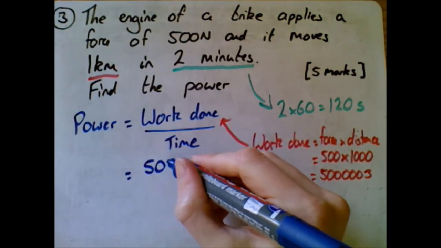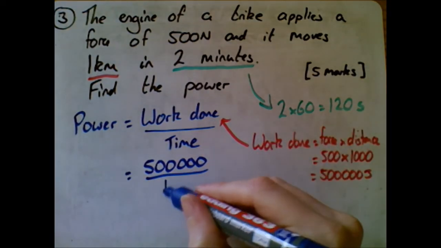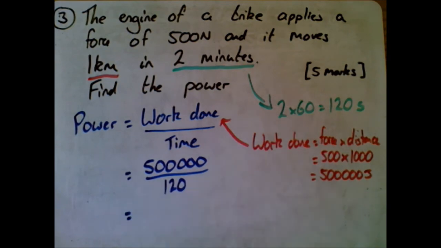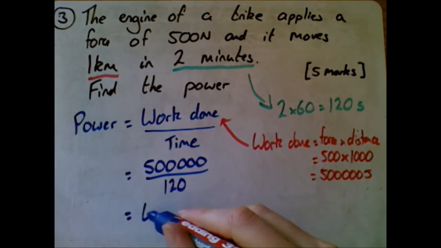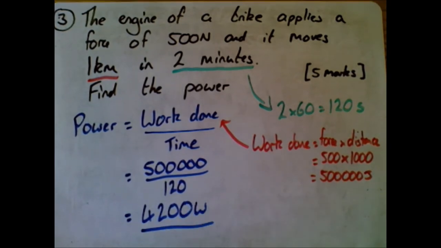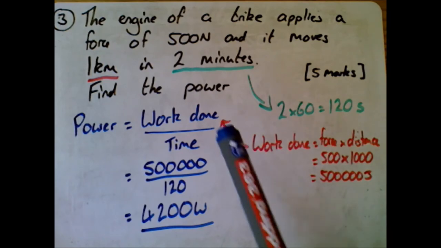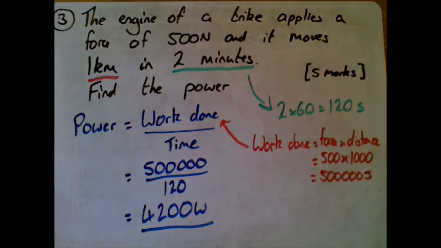So that is 500,000 divided by 120 seconds. And if we actually do that calculation, I think that gives me 4,200 watts as my answer. So there were a few things in there to notice. You've got to notice you need to convert the 2 minutes into seconds. You've got to convert the 1 kilometre into metres. And you've got to see that actually you're not given the work done straight away. You have to work that out from other information you're given.